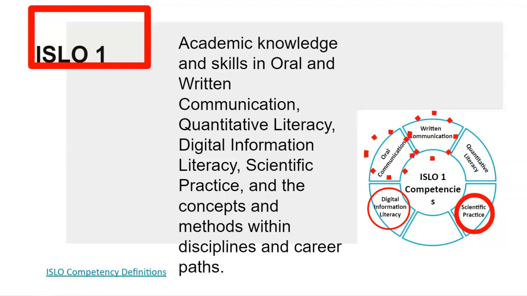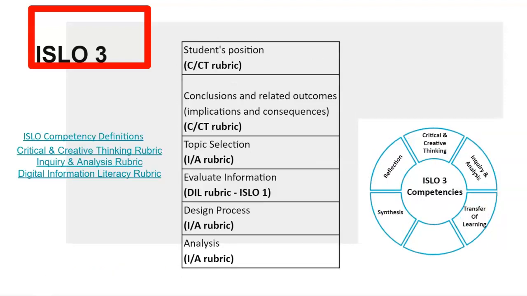ISLO 1 contains scientific practice as one of the 5 competencies in this outcome. We also see that many of the supporting competencies of scientific practice are found in ISLO 3. Each of the boxed competencies will be assessed via a direct measurement assignment in each science course. The scientific practice rubric was essentially built from each of these competencies you see in this slide and the one before this.